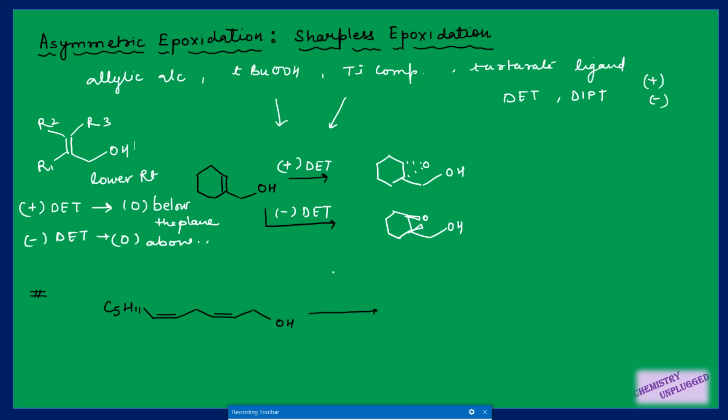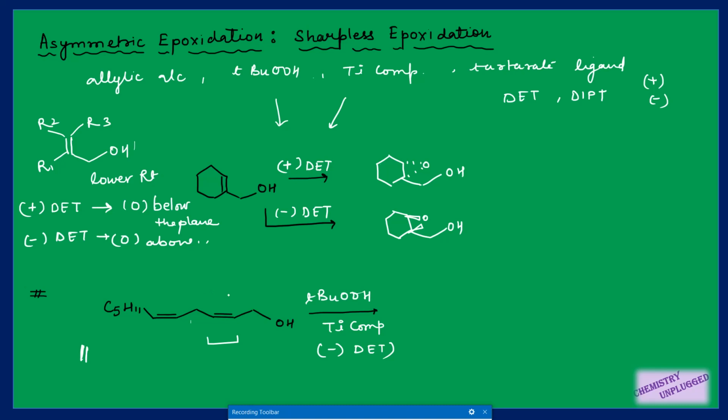Suppose again if I have the same type of conditions and we are using here minus DET, right? So first thing is we have two double bonds, but only this one will participate because it is allylic alcohol. This isolated double bond will not participate in the reaction, right? Then you have to draw this double bond in vertical form. We have nothing to do with this part. This alkyl part is not of our use.